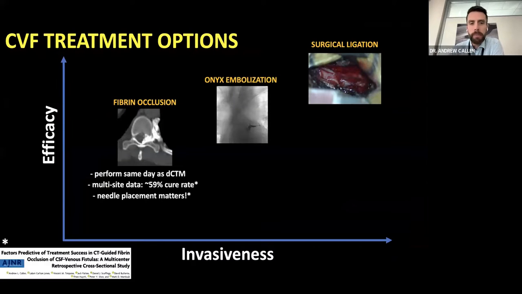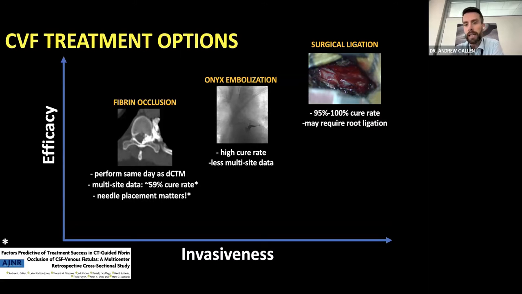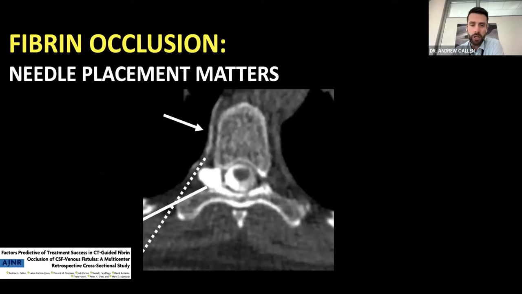In terms of treatment, there's 3 main treatments. Fibrin occlusion, which is our first-line choice for all of our patients. We can perform it the same day as the dynamic CTM. We've published multi-site data on this. We can cure about 59% of them this way, but we think that needle placement really matters. Onyx embolization is a very exciting and promising technique, which has a very high cure rate, but there's less multi-site data on that, so we're still waiting to see how that performs across multiple institutions. And then, of course, surgical ligation, which has a very, very high cure rate, but of course is the most invasive and may require nerve root ligation.